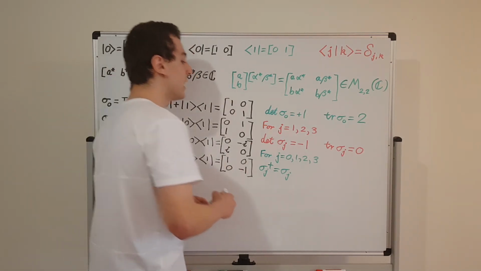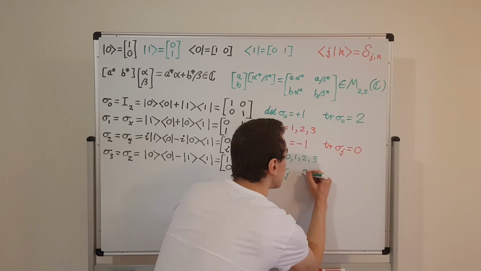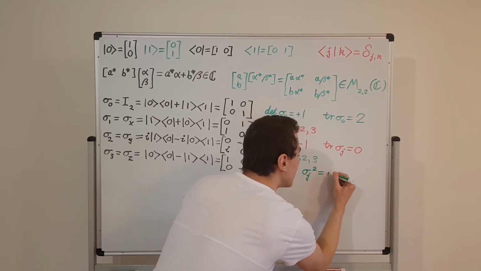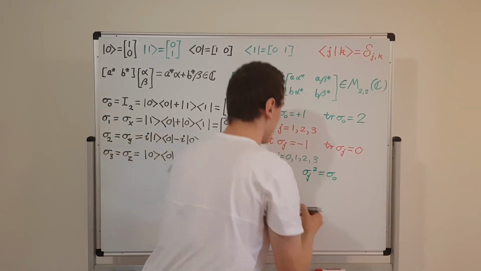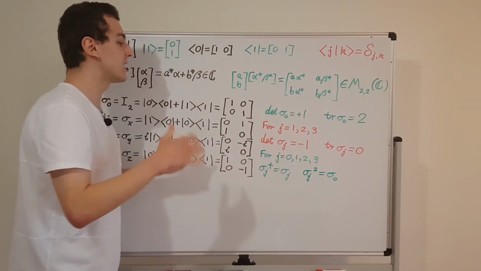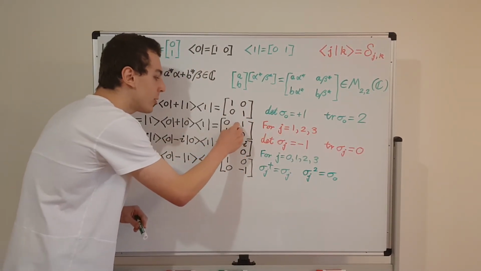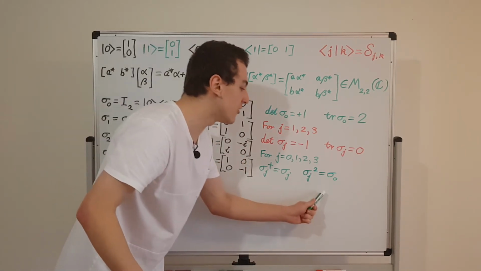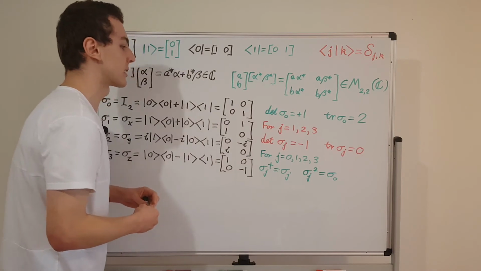Another interesting property is if you square one of these Pauli matrices, so if we take sigma j squared, it always gives back the identity, sigma 0. The identity squared gives back the identity, and squaring any of these guys, Pauli x and Pauli y and Pauli z, that will also give back the identity matrix.